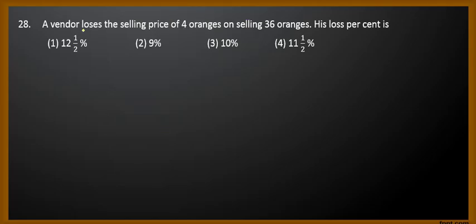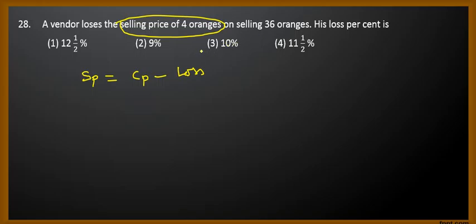Now a vendor loses the selling price of 4 oranges. What is the loss? The loss is nothing but the selling price of 4 oranges on selling 36 oranges. How many oranges did he sell? 36. Assume that we know that selling price equals cost price minus loss.